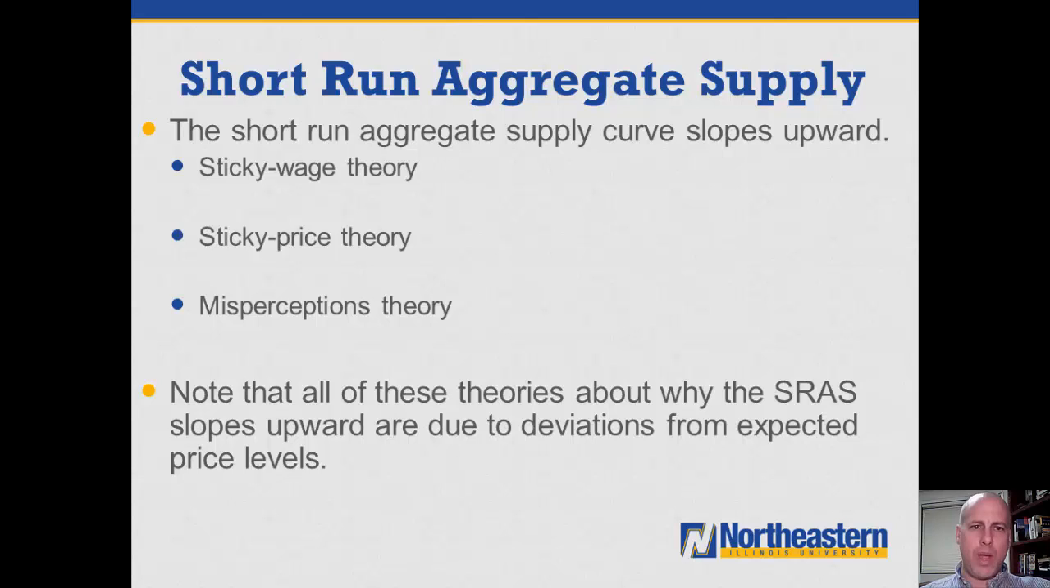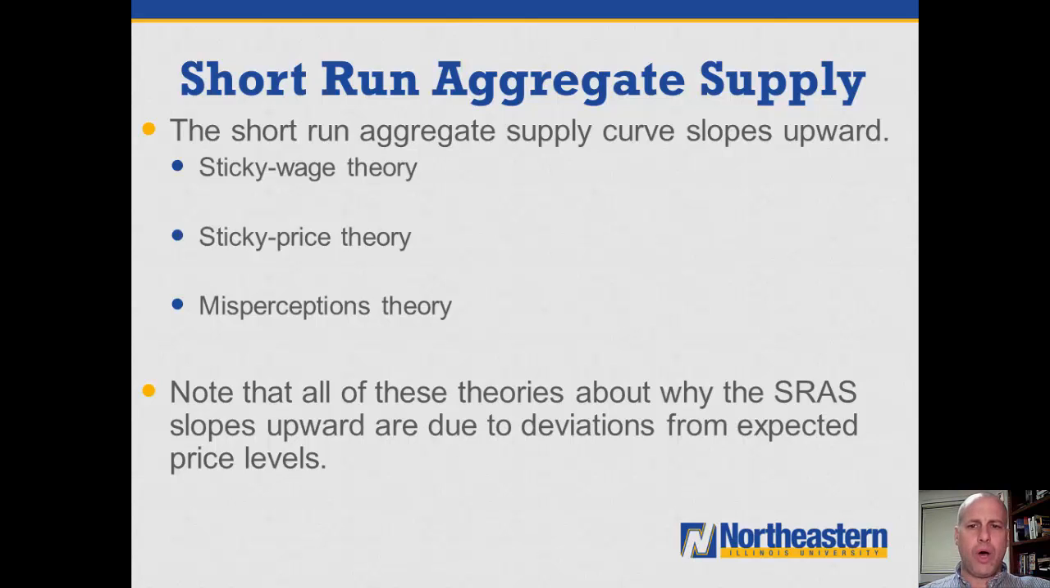The first one is sticky wage theory, that the wages of workers don't adjust very quickly to rising prices or rising output, to changes in the long-run aggregate supply curve or aggregate demand. The second one is that the price of output doesn't adjust very quickly, that manufacturers don't change their prices as fast as changes in aggregate demand or long-run aggregate supply. And then finally, a misperceptions theory, that the actors in the economy don't always know what the price level is and make their decisions based on incomplete information.